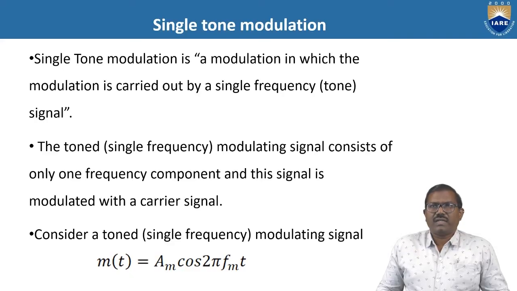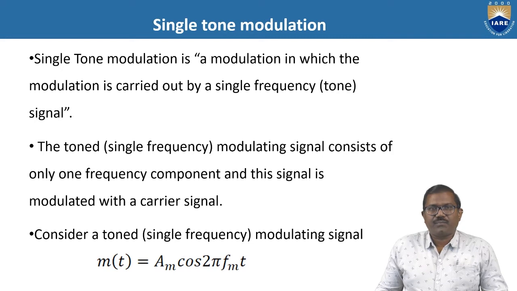Single tone modulation is a modulation in which the modulation is carried out by a single frequency signal. That means we are using only one signal. If we use more than one, we call it multi-tone modulation. So in single tone modulation, there is only one frequency component, and this signal is modulated with a carrier signal.